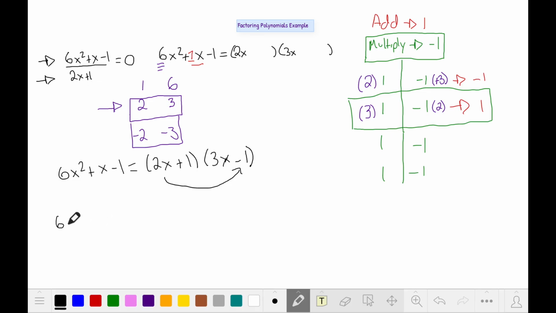That means that when we have 6x squared plus x minus 1 divided by 2x plus 1, what that actually looks like is 2x plus 1, 3x minus 1, divided by 2x plus 1. All right, so look at here. We've got 2x plus 1 on top, 2x plus 1 at the bottom.